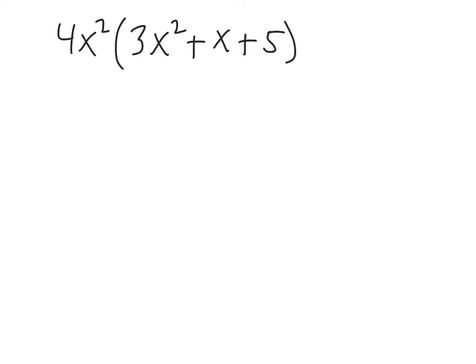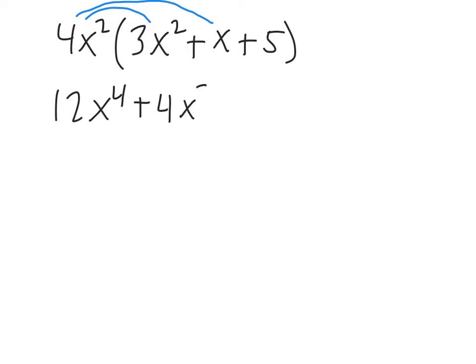So, we say 4x squared times 3x squared, which is 12x to the fourth, 4x squared times x, which is plus 4x to the third, because we added the exponents, 2 plus nothing there, so that's 1, is 3. And then 4x squared times 5 is going to be 20x squared. So it's just reviewing things we've already done. Distributive property and multiplying monomials.